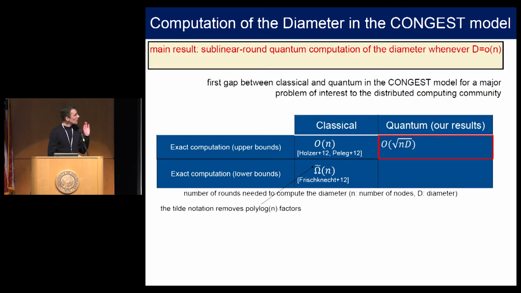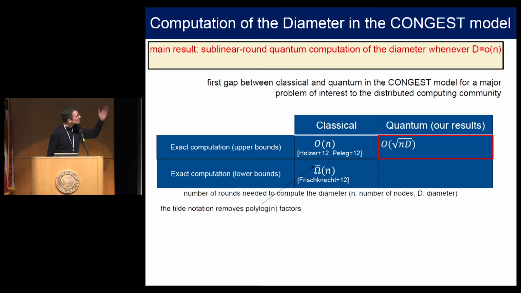Okay, so our main result is this upper bound. We show that there is a quantum algorithm that works in O(sqrt(nD)) rounds and computes the diameter of the network. Here, n is the number of nodes, and D is the diameter. Okay? So remember that I mentioned that we have the lower bound of n rounds classically, and this lower bound holds even for networks with constant diameter. This means that whenever the diameter is smaller than n, you get a speedup. And the speedup is up to quadratic. It's quadratic when the diameter is constant.